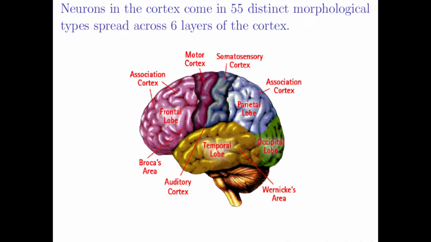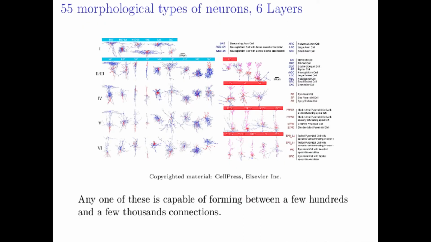Now the cortex is about 2 millimeters thick. In a rat, which is our main object of study, it's about 2 millimeters thick. And in those 2 millimeters, you have these 55 distinct morphological types of neurons spread across 6 layers. So these 2 millimeters have 6 layers of cortex in them. So here's a picture of the 55 morphological types.